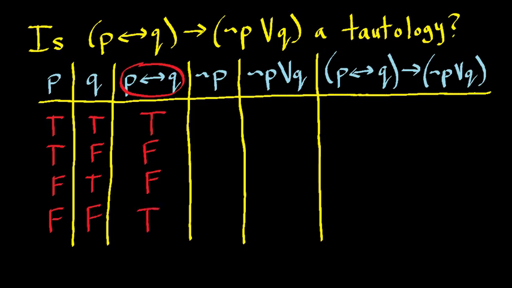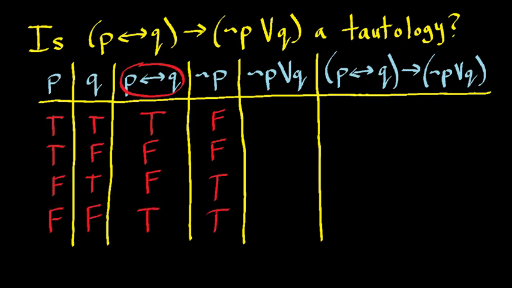For the next column, we just need to negate or do the opposite of the P column. In the first line, P is true, so negation of P is false. Second line is the same, and the third and fourth line, P is false, so negation of P would be true.